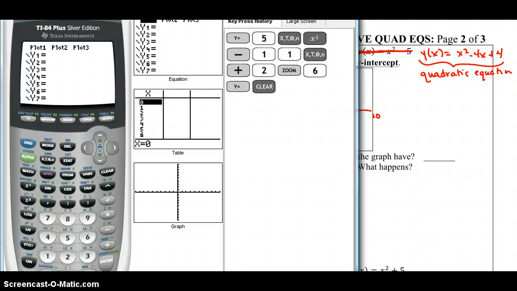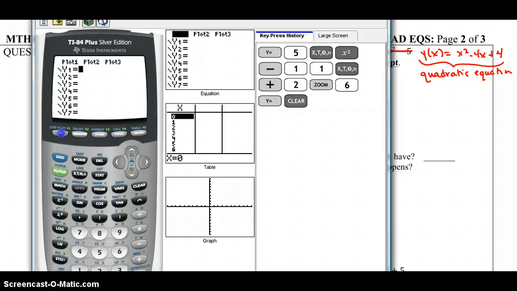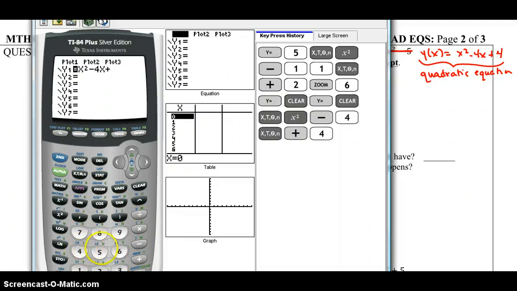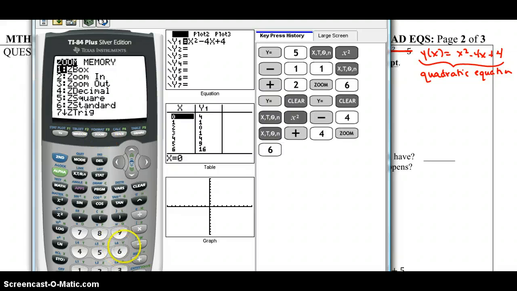Alright, so on the calculator, we are going to go back into y equals, and you can hit clear to clear off the previous function that was there. And now we're going to type x squared subtract 4x plus 4. And then it said, again, to start with Zoom 6.